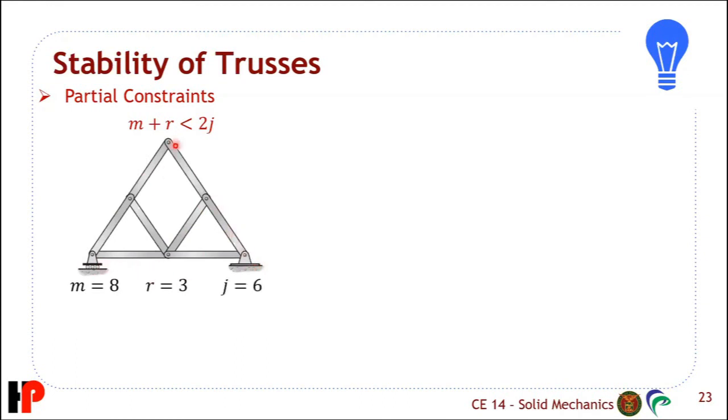So J is 6. So M plus R is 11. 2J is 12. So M plus R is less than 2J. So this is unstable due to partial constraint. Paano siya magiging stable? Maglagay ka ng vertical member dito na horizontal, or maglagay ka ng vertical dito. Yan. Stable truss na siya. Tatama na yung M plus R tsaka 2J. Okay? That's the first one, partial instability.